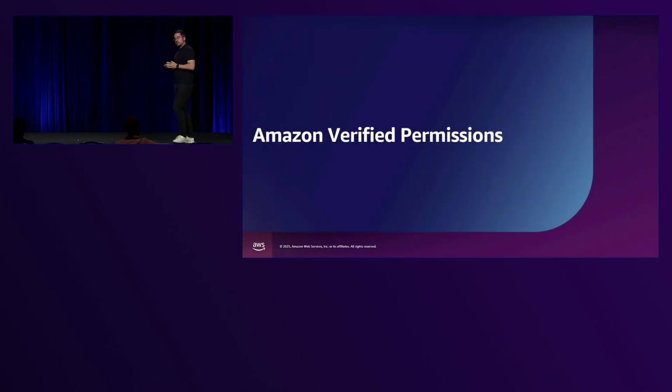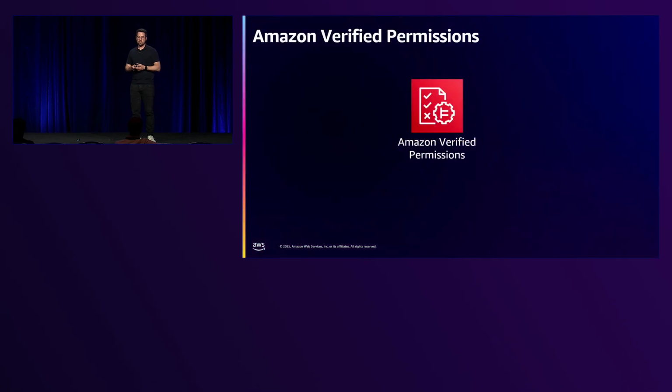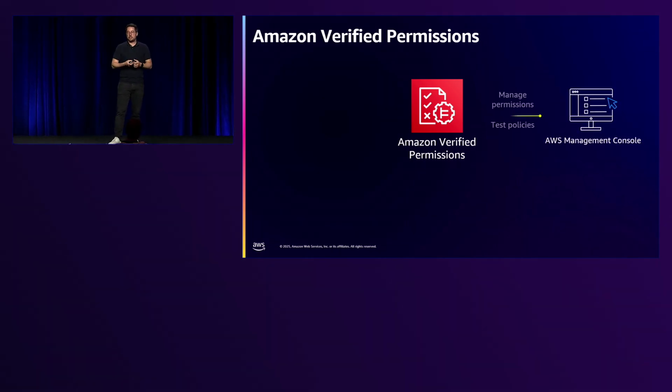So let's have a closer look at Verified Permissions. Verified Permissions has this notion of a policy store. When you use Verified Permissions, you can create a policy store, which is basically the container for all your Cedar policies that you're writing and storing in your application. In your management console, as with the other services that we have, you can manage permissions, you can test permissions, you can create policy stores, delete policy stores, or with the CLI or our API.